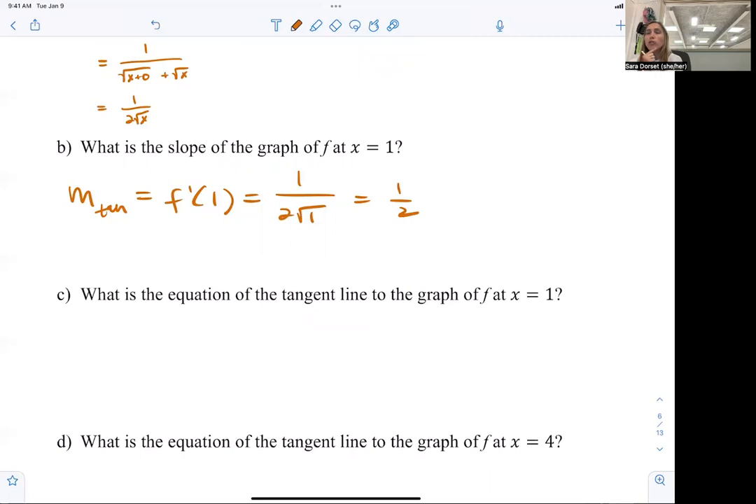To come up with the equation of a line, well, we have a slope now, and then we have an x coordinate of a point. So why don't we find the y coordinate of that point, which would just be the square root of 1. So y is 1. And then we have a slope, we have a point. We can write the equation of a line in point slope form. So y minus 1 equals 1/2 times x minus 1.